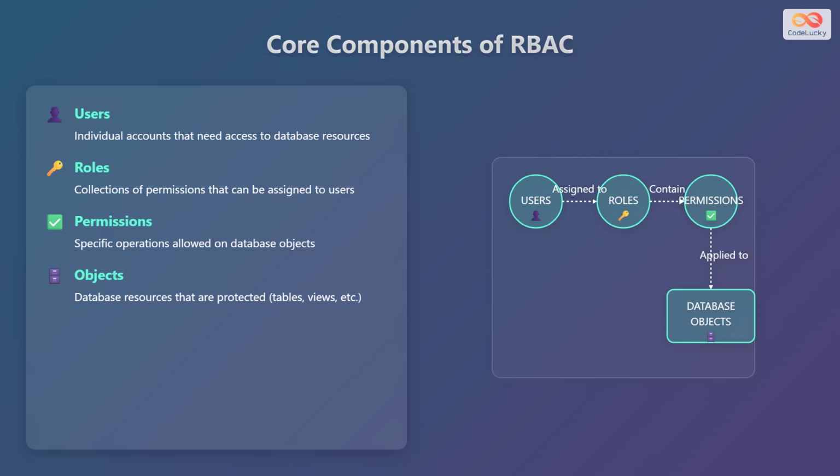Let's explore the core components of role-based access control. First, there are users. These are individual accounts that need access to database resources. Second, there are roles. These are collections of permissions that can be assigned to users. Then comes permissions, the specific operations allowed on database objects. Finally, there are objects, the database resources that are protected, such as tables and views. To summarize, users are assigned to roles. Roles contain permissions and permissions are applied to database objects.